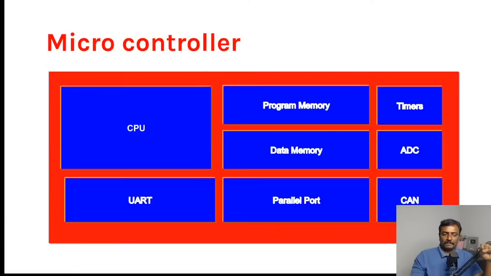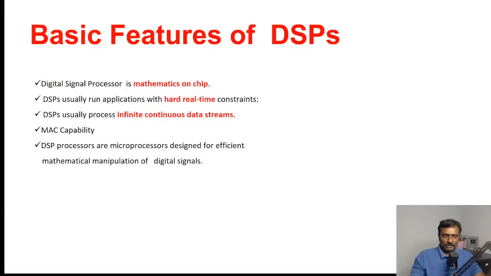Whereas in a microcontroller, everything is on chip. On a single chip, you have the CPU, the ALU unit, the program memory, the data memory, and the interfaces like the timers, ADC, controller area network, the parallel port, UART. Everything is on a single chip. So that is a microcontroller. Whereas with a microprocessor, everything is external. You have to make a PCB board and connect everything to the microprocessor. Whereas with a microcontroller, everything is available on a single chip.